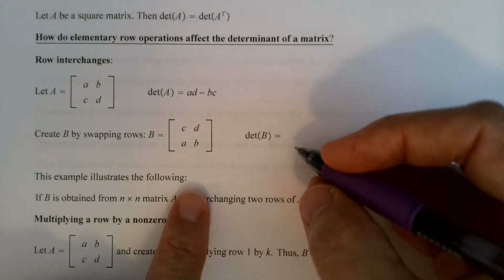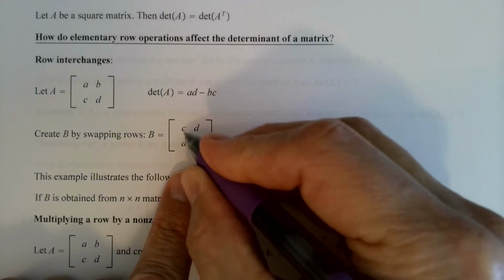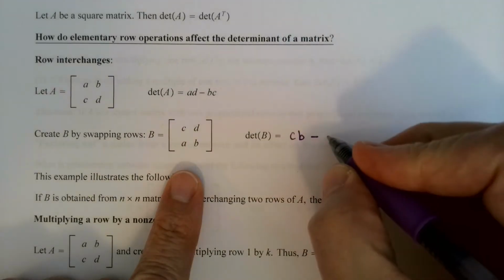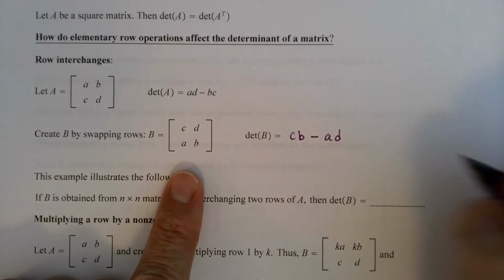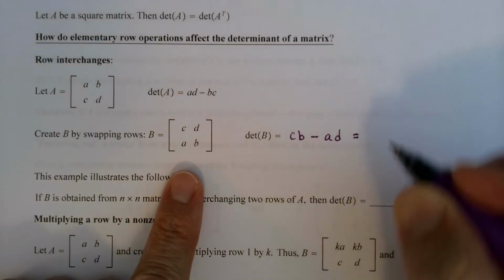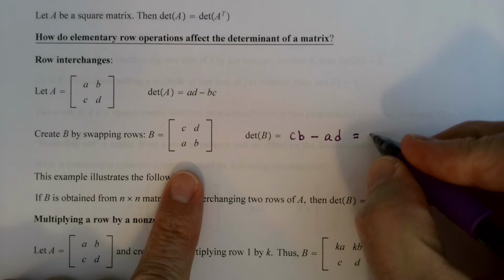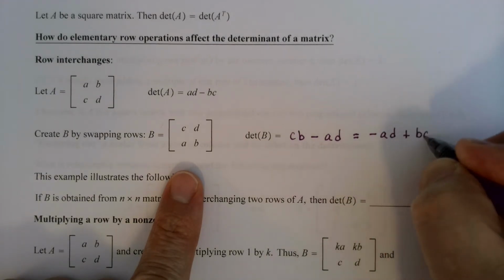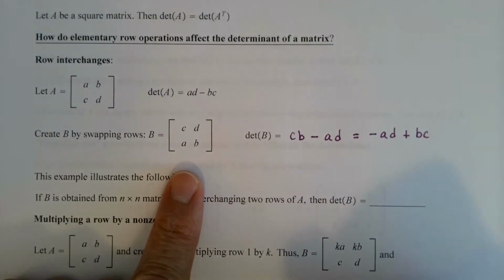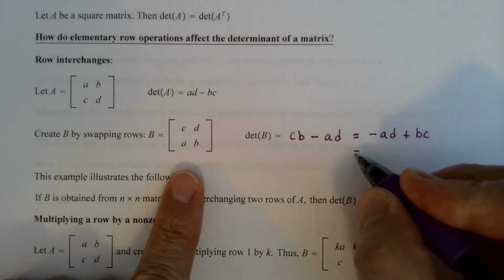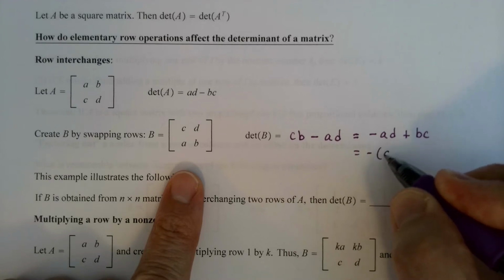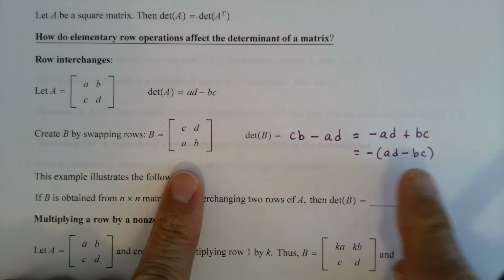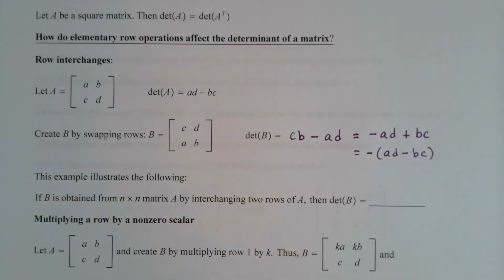So what's the determinant of this new matrix? Well, now it's CB minus DA, or AD. Okay. But then think about this. I can rewrite this as negative AD plus BC. All right, CB is the same as BC. And then I can factor out a negative 1 from this, and I'm left with negative 1 times what? AD minus BC. Aha. And we recognize that as the determinant of the matrix A.